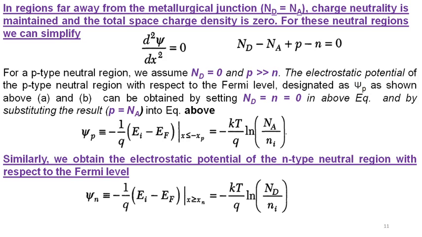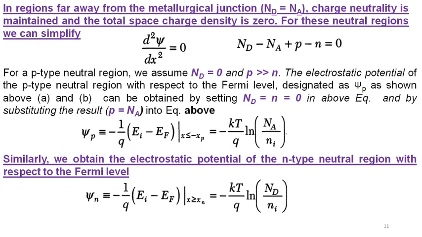So in the P type neutral region, where Nd is equal to 0, because in P type holes are the majority carriers, we can write psi of p, using the above equation, as minus kT by q ln Na by ni, where ni is the intrinsic carrier concentration.